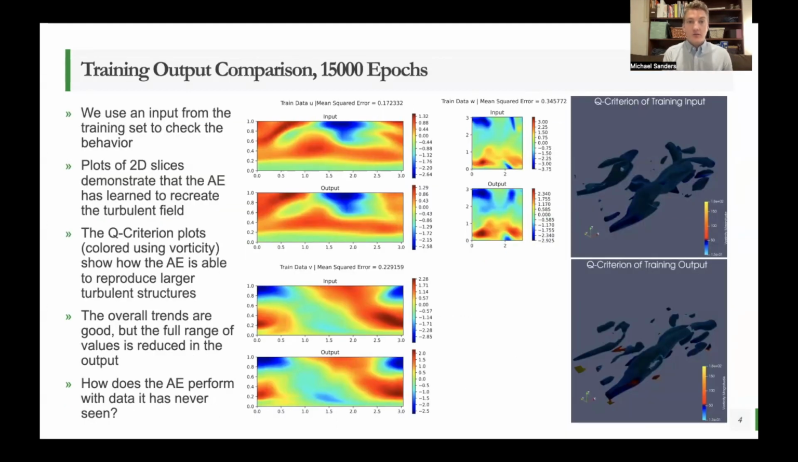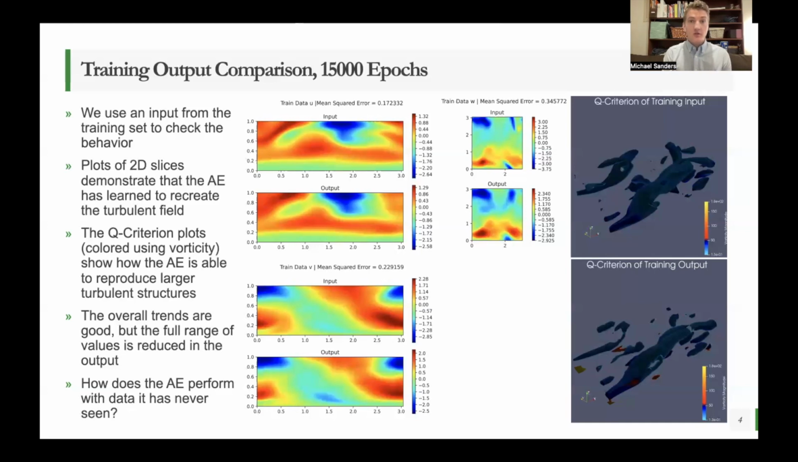So let's take a look at how the network performs. The network was trained over 15,000 epochs. And this is the training data set, just to show that the network is potentially able to learn our data set. These are slices of 3D data fields. So we're sending in three-dimensional flow fields, but we're just checking two-dimensional slices to see if we're able to capture the structures. So these colorful contour plots are U, V, and W velocity data. The plot on the top represents the original field, and the plot on the bottom represents the reconstructed field after it has gone through the autoencoder.